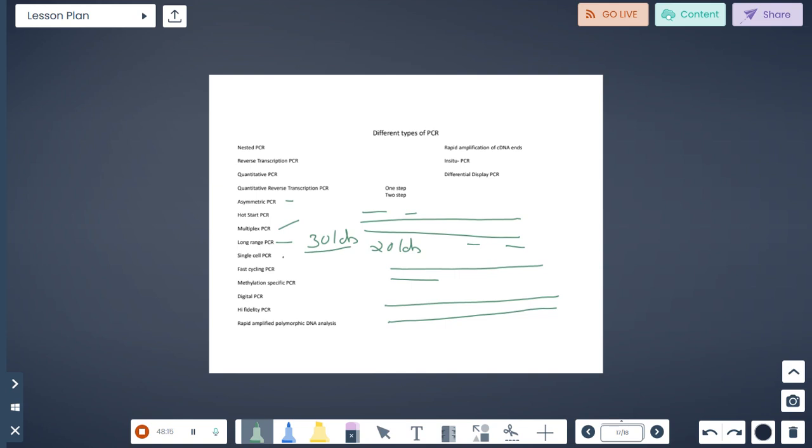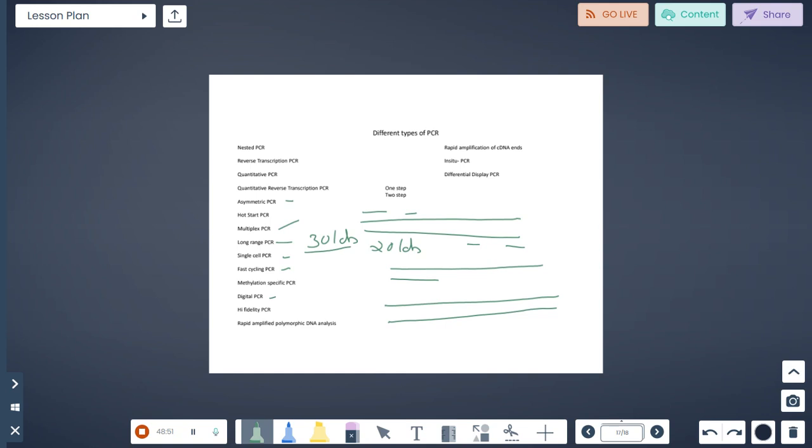Single cell PCR means you have a very small quantity or very few template copies. Fast cycling PCR means like we do in the quantitative real-time PCR machine. In fast cycling, there won't be any annealing step. Denaturation, extension, denaturation, extension. That is called fast cycling PCR. Methylation specific PCR means if you want to do any epigenetic studies, you use methylation specific PCR.